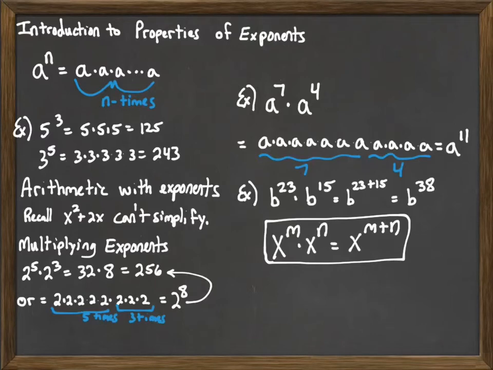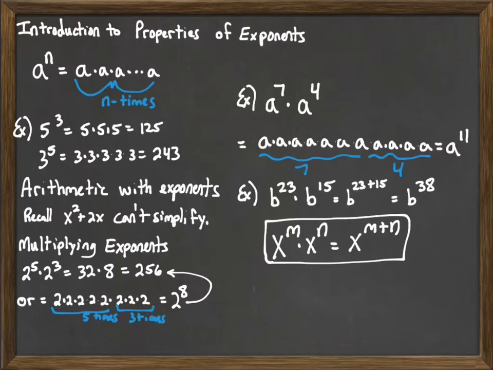we actually end up adding the exponents, because if we wrote it out, x to the m times x to the n, x to the m would be x written out m times, x to the n would be x written out n times, and so we'll put it together, we have x written out m plus n times.